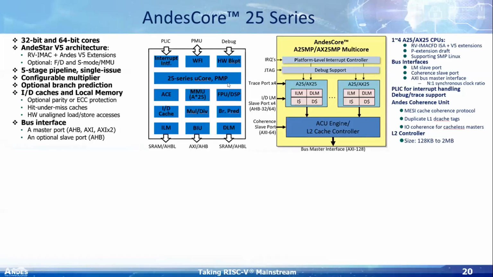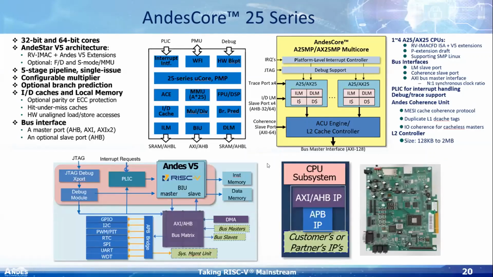So in the 25 series, this basic core is also used in the multi-core. In the multi-cores, we will also have the platform level interrupt controller and the debug support, of course, following the RISC-V spec. On the bus interface, we will have the L1 caches, which are also coherent. And then we also have the Andes coherence unit, which is implementing a MESI-like cache coherence protocol. And the size of the cache controller can range from 128 kilobytes up to 2 megabytes.